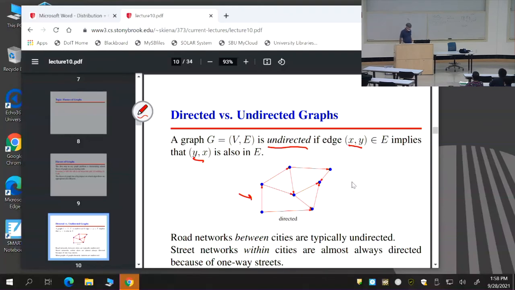So what about road networks? Are road networks directed or undirected? You say undirected. Who said undirected? Okay. Well, who here says directed? Okay. My guess is you, why do you say directed? If you have a one-way street, I can drive on this edge and not back. In Manhattan, there are one-way streets.